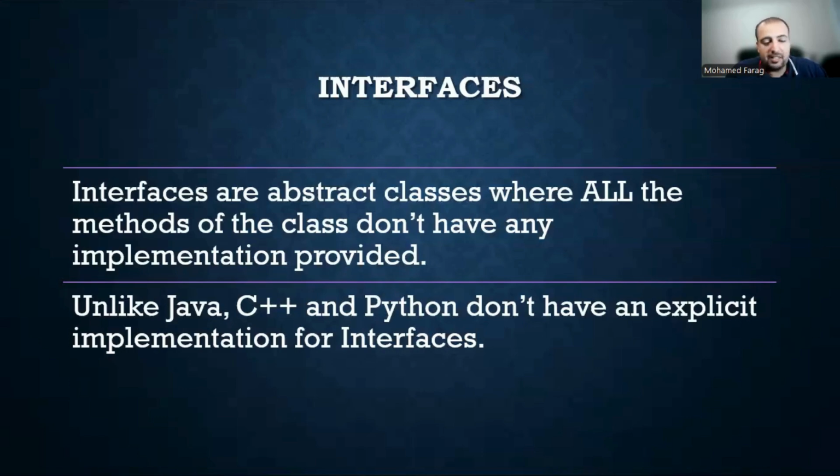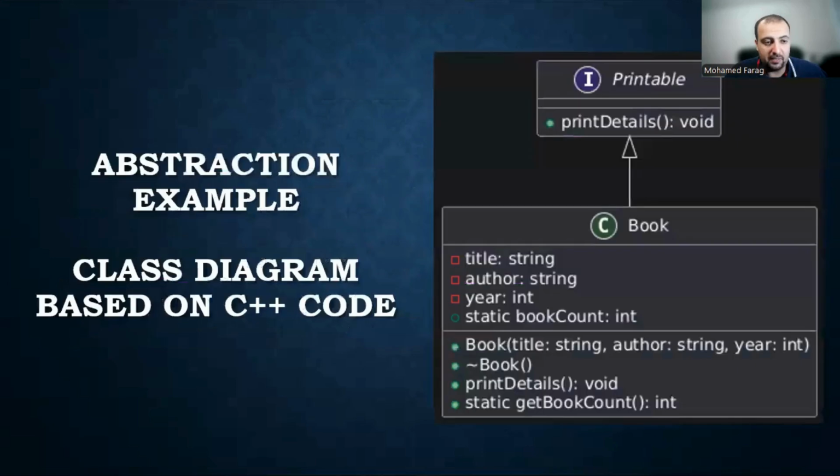Now, unlike a programming language like Java, C++ and Python do not have an explicit implementation that you have to do in programming for interfaces. So you just have to implement it as an abstract class, and from that, you just don't implement any method in that abstract class. And I will show that during the demo. So we're just talking about the demo, so it's time to jump to that.